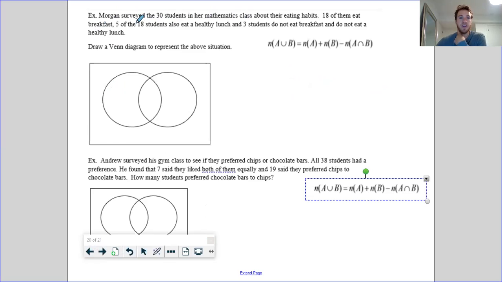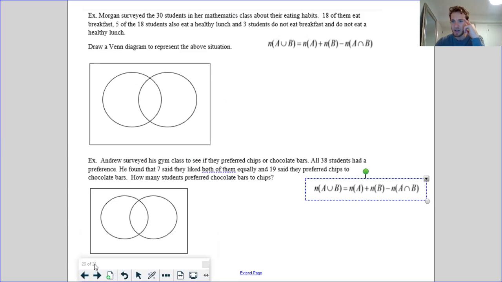Morgan surveyed the 30 students in her math class about their eating habits. 18 of them eat breakfast. 5 of the 18 also eat a healthy lunch, and 3 students do not eat breakfast and do not eat a healthy lunch. So what I want you guys to do is try this Venn diagram on your own right now, and then when I go through it, we'll ask you to fill it out. So let me start you off with breakfast for this circle and healthy lunch for this circle. So you guys go ahead.